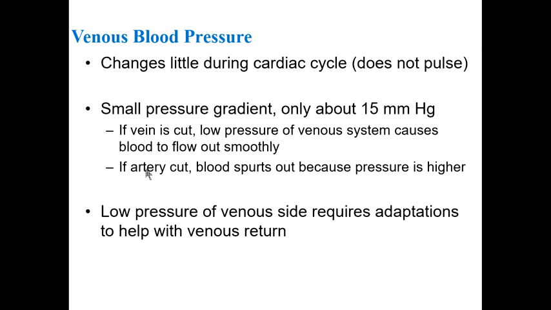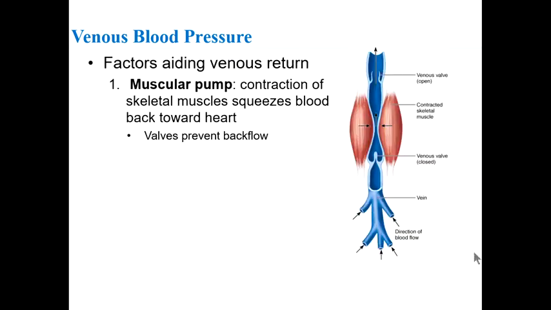Arteries are typically deeper. There's only a few areas where it's close to the surface of the skin, and that's a good thing, because if we cut an artery, well, blood is going to spurt out in pulses because of the higher pressure in arteries. So because we have very low pressure in veins, we need adaptations to bring that blood back to the heart, because the pressure is too low to do it on its own.